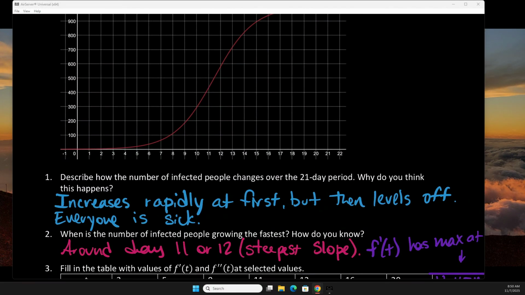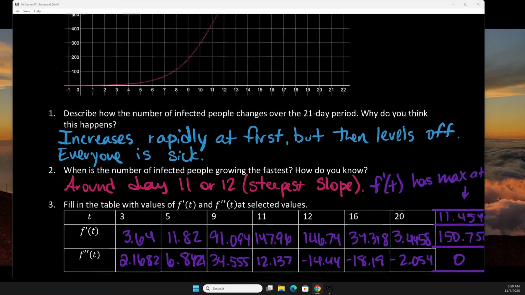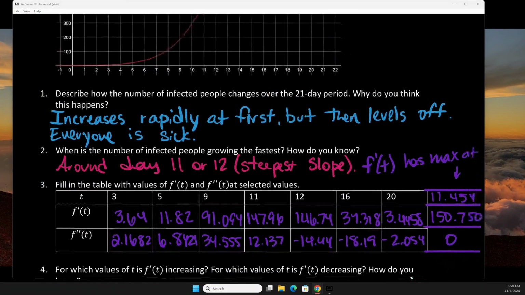Don't look at what I said. Why do you think it does that? Yeah, once everybody's sick, there are not any more people to infect. There are only 1,000 people in Calculopolis, and so that's why it starts leveling off, okay?